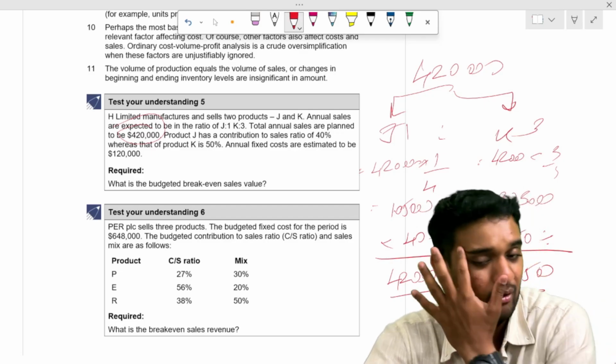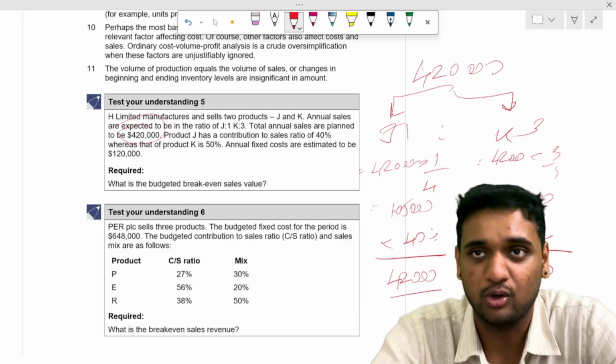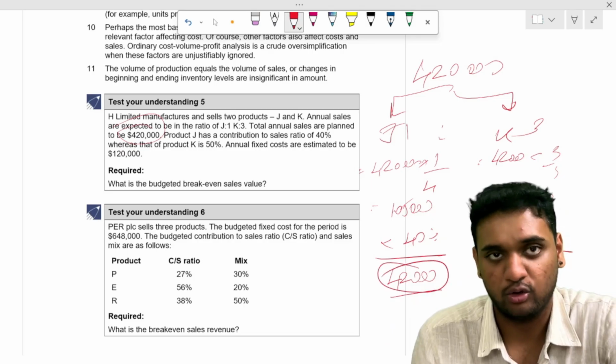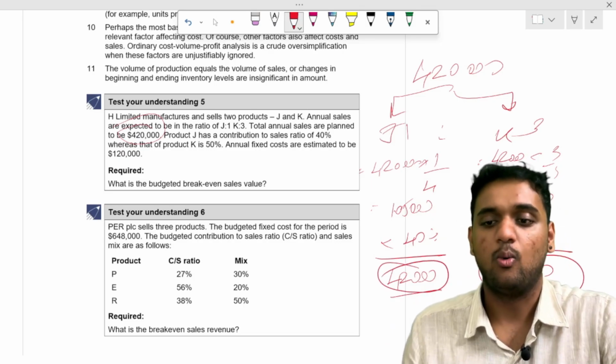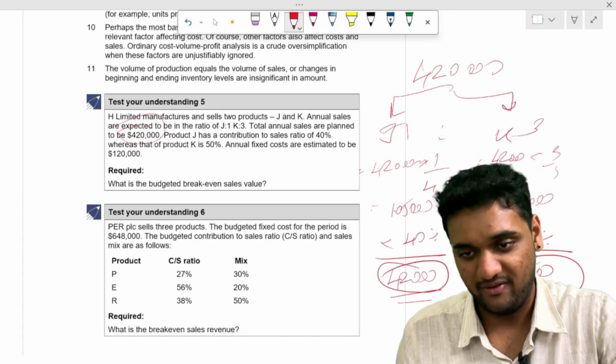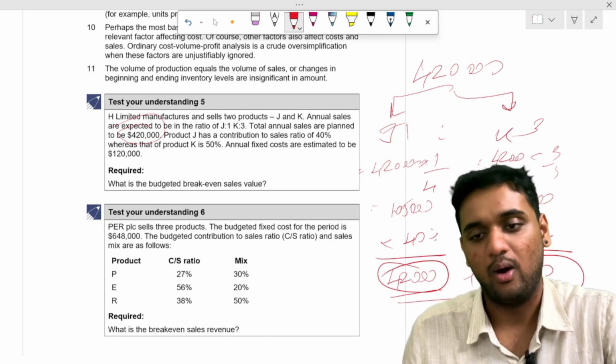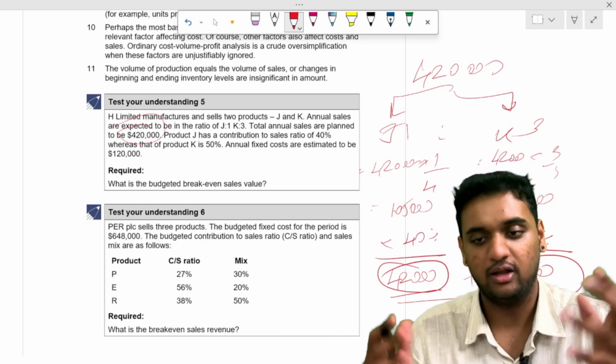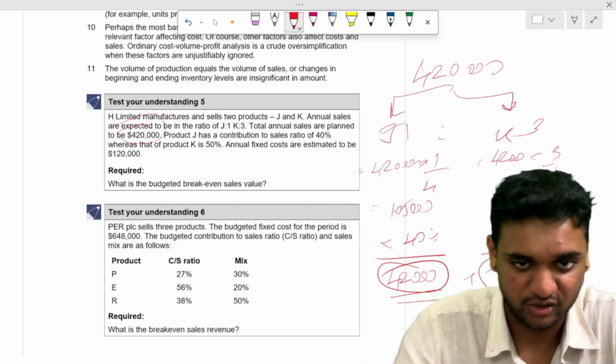First, one by one we will go. How will you find the weighted average CS ratio? Contribution of J plus contribution of K. Contribution of J is 42,000 plus contribution of K is 1,57,500, divided by sale of J, 1,05,000, plus sale of K, 3,15,000. That is 4,20,000. If you multiply that by 100, you will get the weighted average CS ratio.